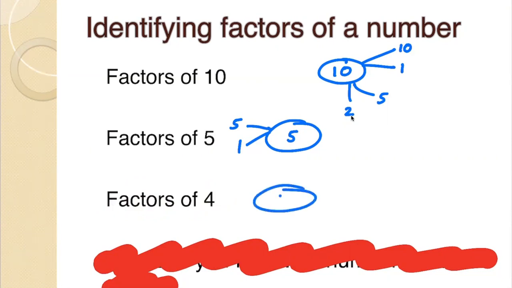So we've got 4 here. To make 4, we can either do the obvious one, which is 4 times 1, but also we can do 2 times 2. Now, because 2 is only going to appear once, we just have to remember that it's a square number. So 4 has 3 factors: 1, 4, and 2.